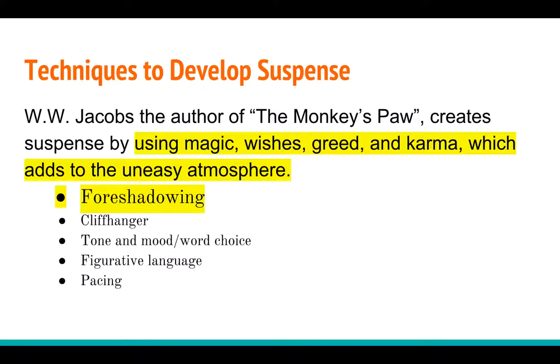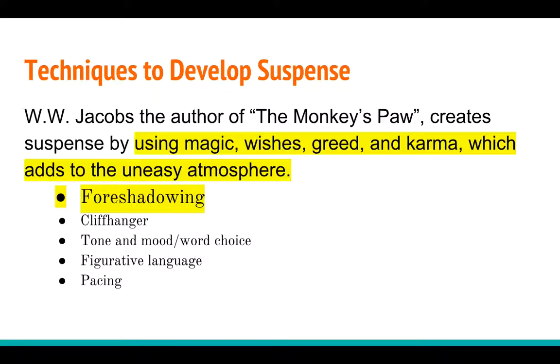So one more problem that I saw in a lot of CSEs, which is why I'm bringing it up here, is the technique to develop suspense. All right, so this is somebody's claim, and while this is true, I'll talk about where they went wrong. So W.W. Jacobs, the author of The Monkey's Paw, creates suspense by using magic, wishes, greed, and karma, which adds to the uneasy atmosphere. Okay, like that's a beautiful sentence, but the thing is it's not a technique that all authors can use to develop suspense.